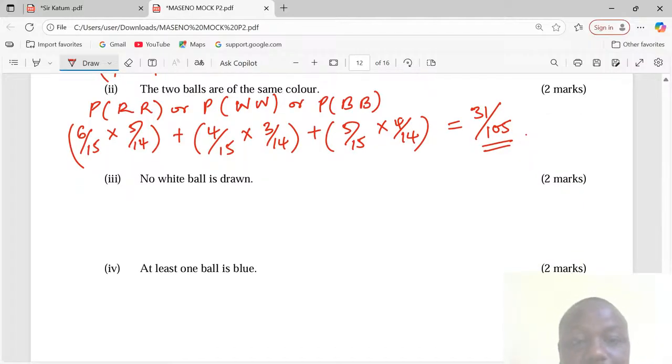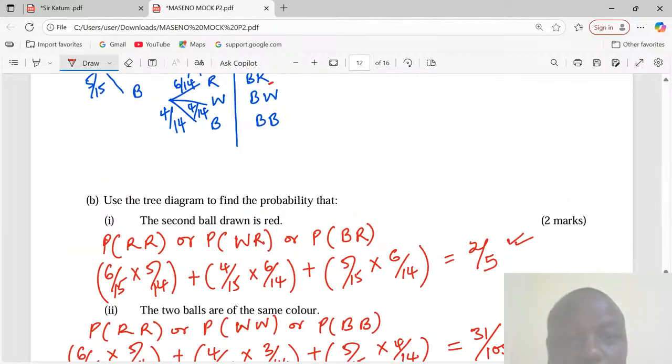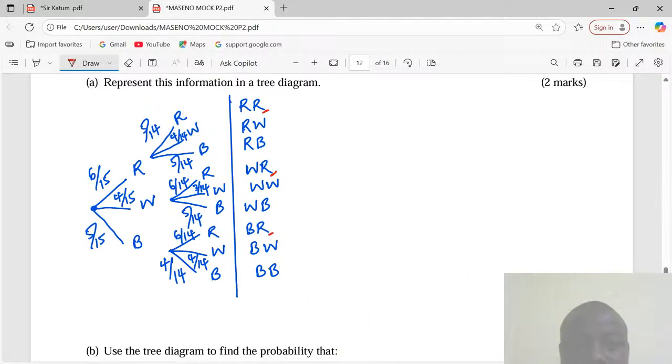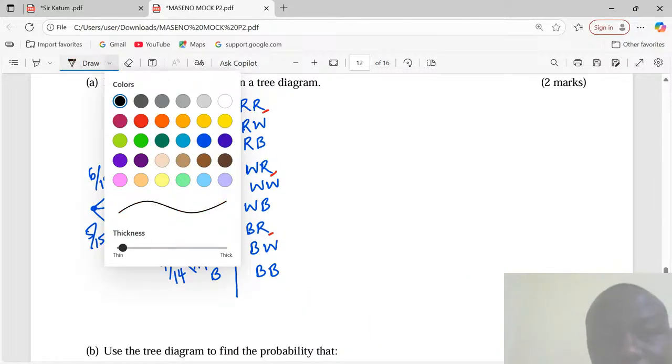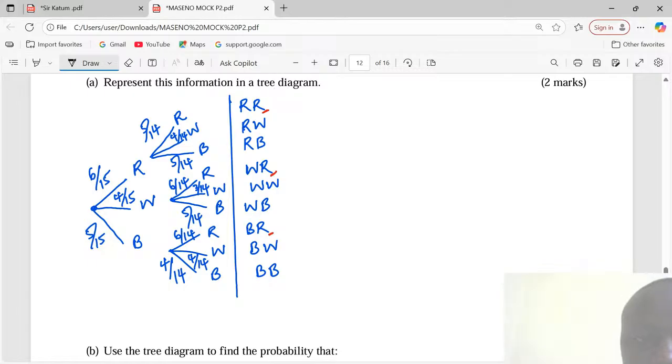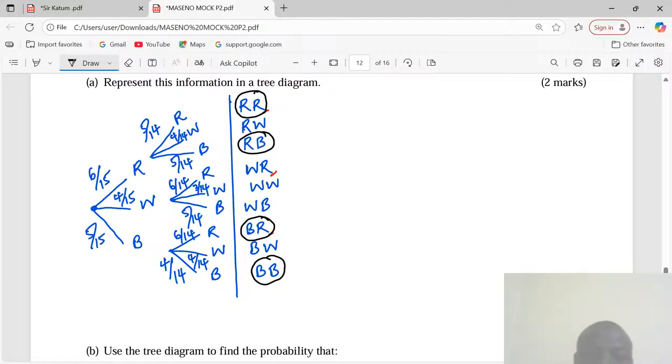No white is drawn. Probability no white. This is one case, no white there. Another case, no white. Another case here, no white. And another case here of no white. So we just ignore the chances where white was chosen.